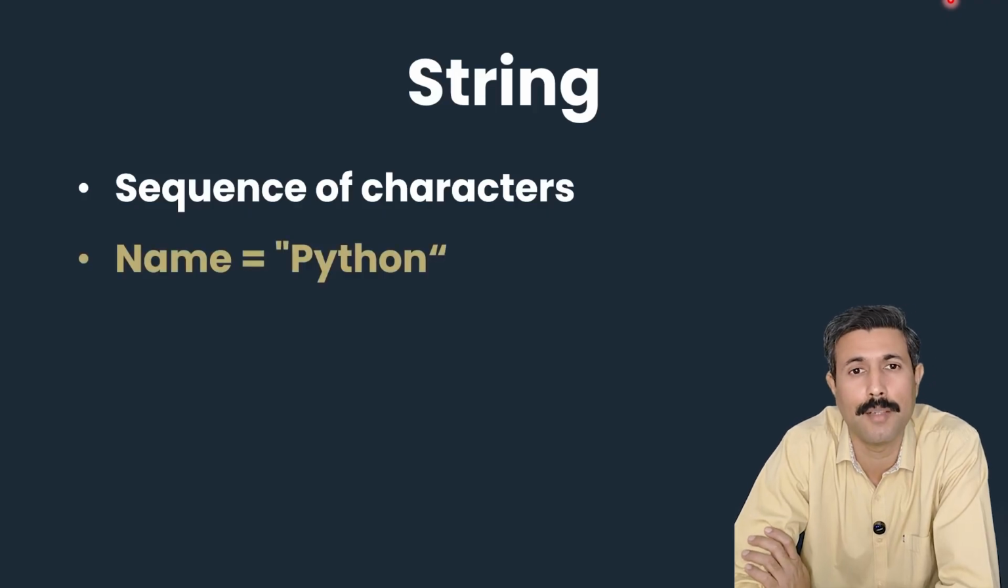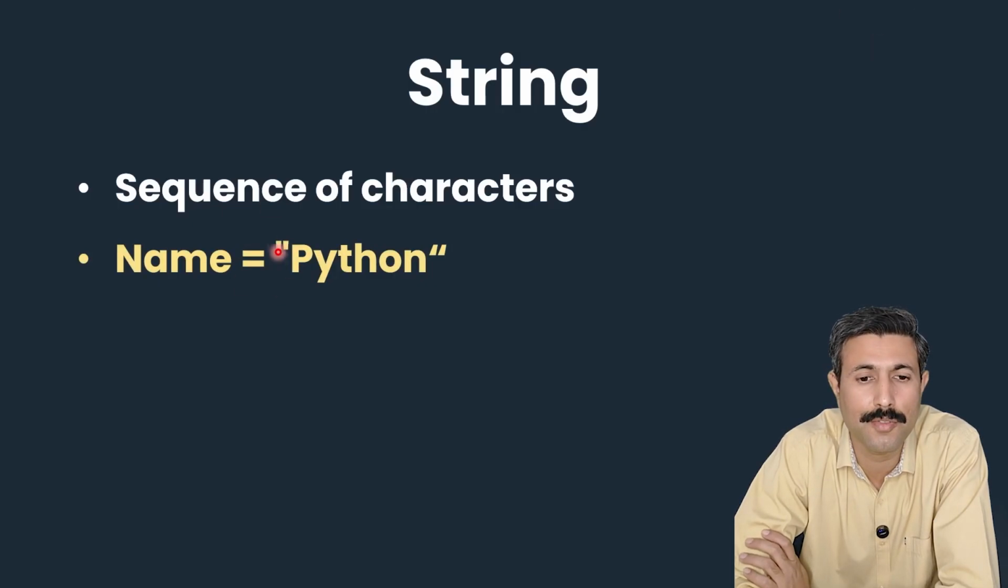Let me give you an example. Here we have name, and in double inverted commas we have written the name is Python. So how are you going to mention strings? In double quotes or double inverted commas. So this is the sequence of characters which makes it a string data type.